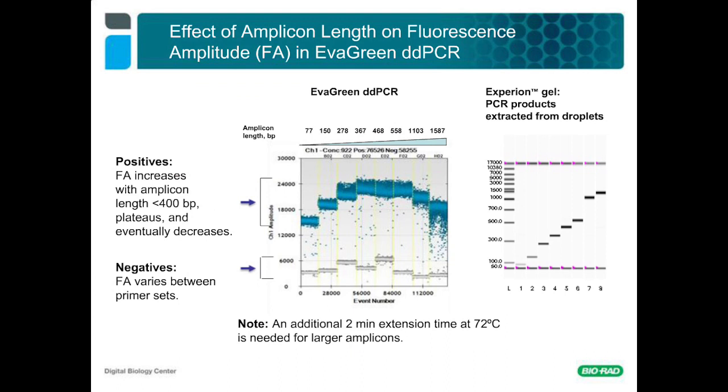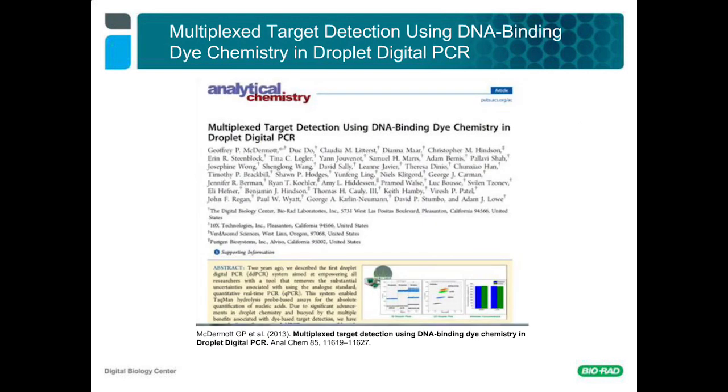Note the extra 2-minute extension time for longer amplicons. Keep in mind that shorter amplicons are generally more efficient and will therefore be more sensitive to length discrimination. See the following publication for more details. This is a 2013 Analytical Chemistry publication that provides detailed discussion and data for EvaGreen multiplexing using amplicon length and efficiency.